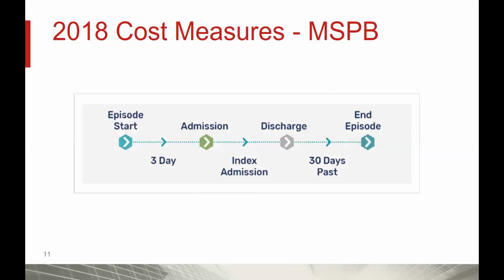So as you can see, this slide just outlines where the episode will start and where the episode will end. So we have that 3 days prior to the index hospital admission. So all Medicare Part A, Part B claims are included in the 3 days prior, all of the claims that were accrued during the admission, and following discharge that 30 days after discharge are also included and calculated for purposes of cost.